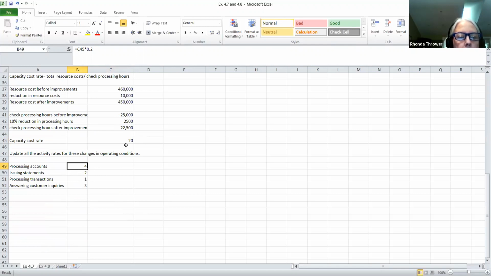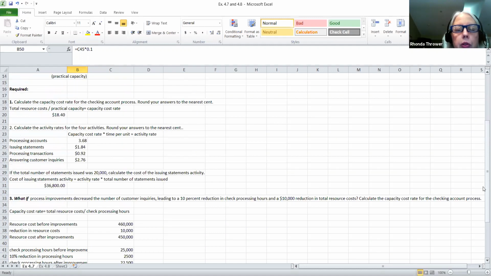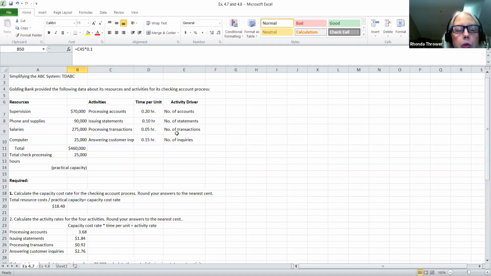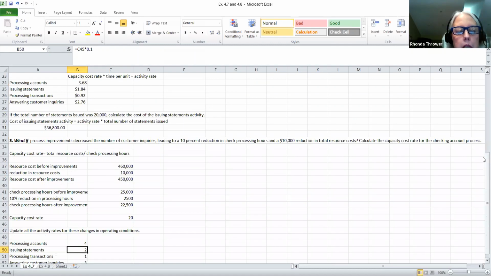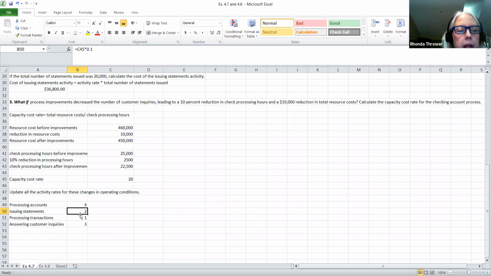So the capacity cost rate of $20 would be multiplied by 20 parts of an hour for processing accounts, and that would give you $4 as the activity rate for processing accounts. For issuing statements, it's $20 times the time it took to issue the statements, which was 10 parts of an hour, 10% of an hour. And if you multiply that out, it'll give you $2 as the activity rate.